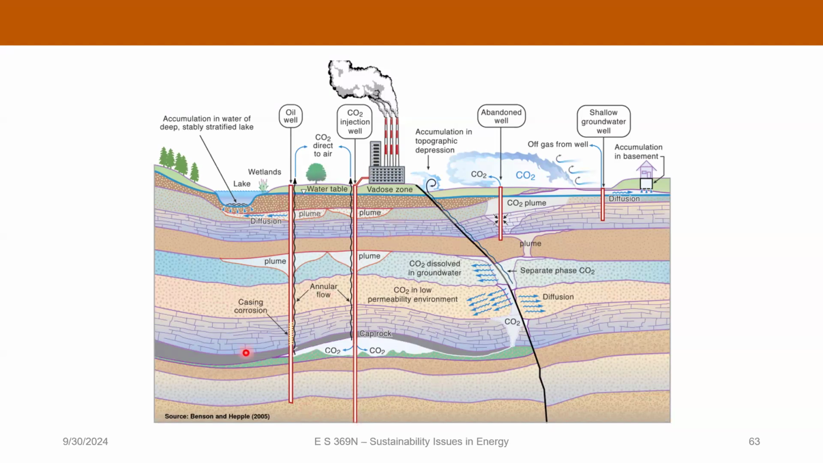Okay, and this is just an illustration of what these leakage pathways can be. They can be along faults, they can be along old wells, you can have diffusive leakage, so you have to be very careful about where you store your CO2. Okay, so that was our capillary pressure lecture for the semester.